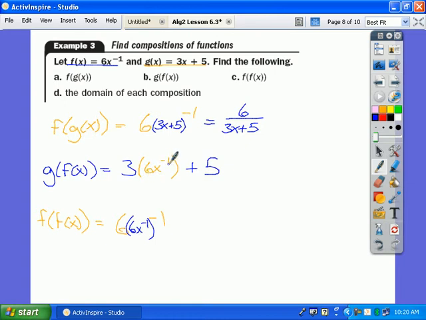Notice that the negative 1 power only applies to the x. So the 3 and the 6 we can multiply, which gives us 18. The x to the negative first puts it in the denominator. Now there's a plus 5 at the end. That's the second function. The plus 5 is a new term.